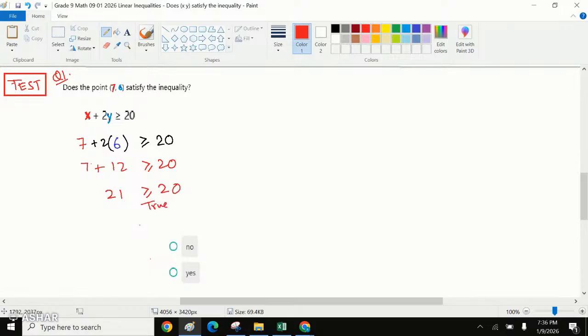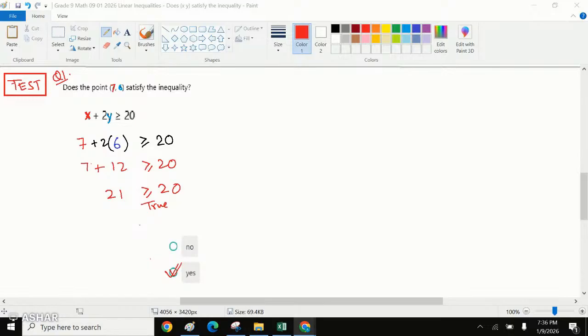Does this satisfy? So what should we say? Yes or no? Whenever it's true, that means yes, it does satisfy, right? So the first inequality, the answer would be yes, it does satisfy.